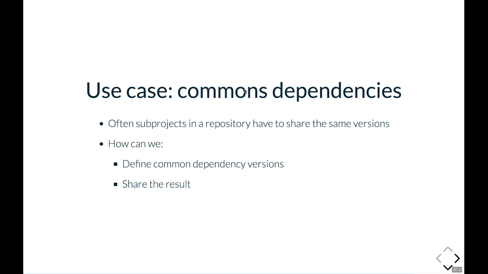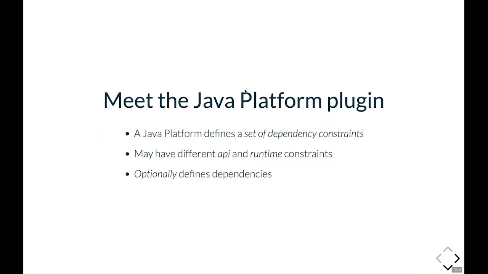So it is super common that in a single repository, in a multi-project build, you want to have the same versions of a library on all those different projects. So what can we do to actually do that? Our answer now, at least in the Java ecosystem, is the Java platform plugin.